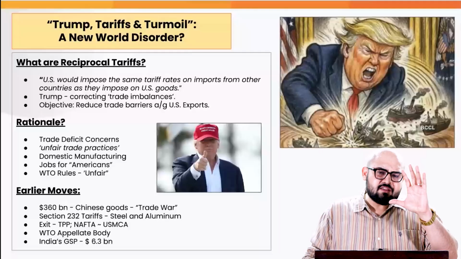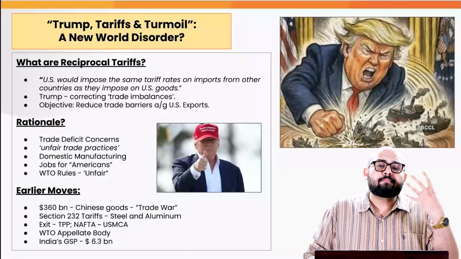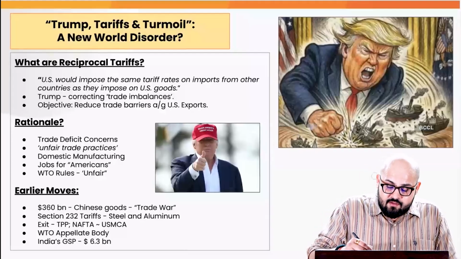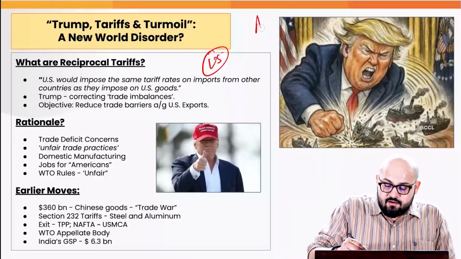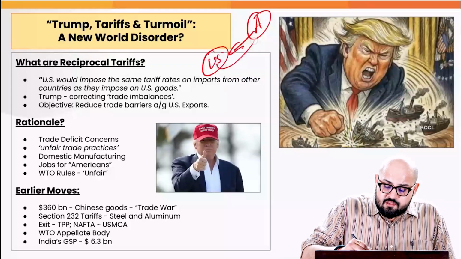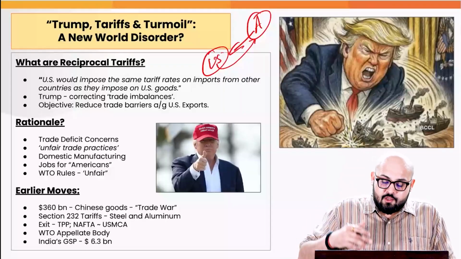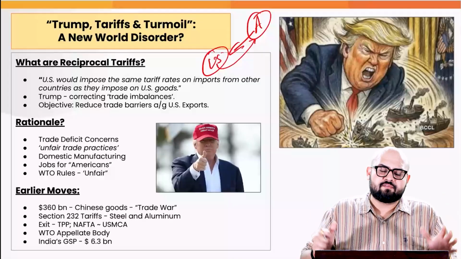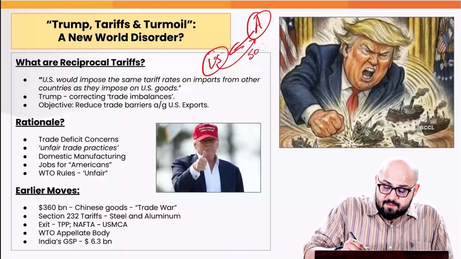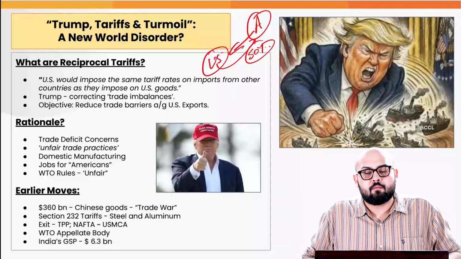Now, let's talk about what reciprocal tariffs are. What do we mean by reciprocal tariffs? See, let's say we have the US, and a country A is exporting something to the US. And then the US is also exporting something to A. But the US is not imposing too much in tariffs. But this country A is imposing, let's say, 50% tariffs on US commodities.